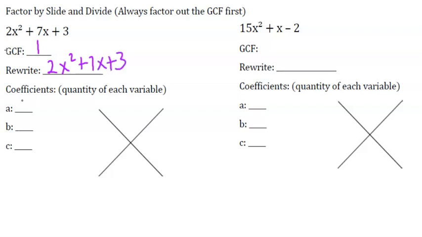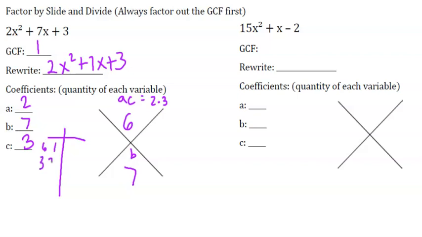Our coefficients: A is 2, B is 7, and C is 3. At the top of the X, we're going to do A times C. 3 times 2 is 6. Down here, we're going to write the B term, which is 7. These two numbers need to add to give you 7, and they need to multiply to give you 6. If you're not sure what those are, you could list out factor pairs to help you. 6 and 1, 3 and 2.